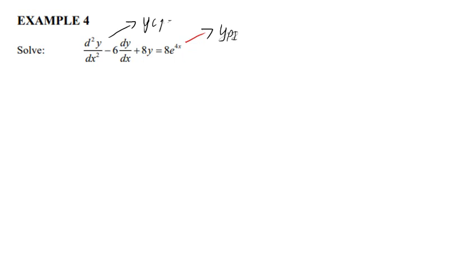So here you're going to have to find the general solution. The general solution, which is your YGS, will be equal to YCF plus YPI. Okay, then you have to find the auxiliary equation.